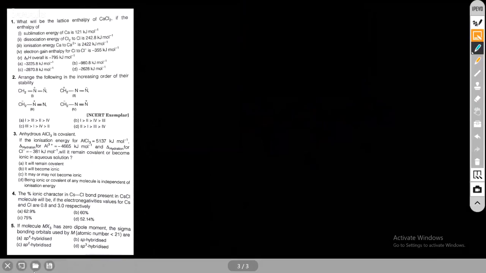First one: what will be the lattice energy of CaCl2 if the enthalpy of sublimation and the other data are given? Okay, wait, I will just magnify this.